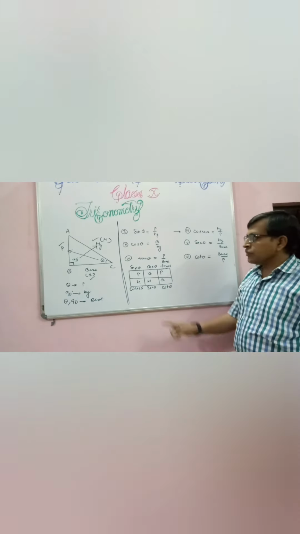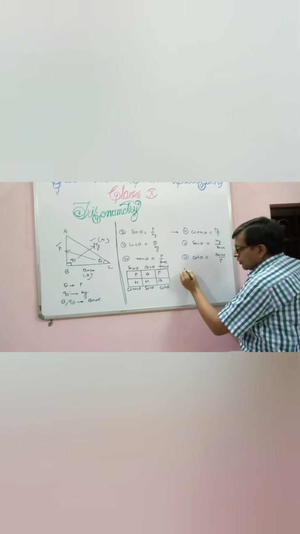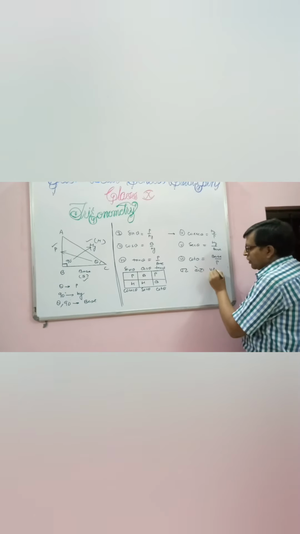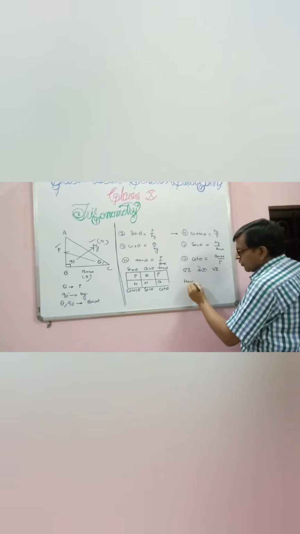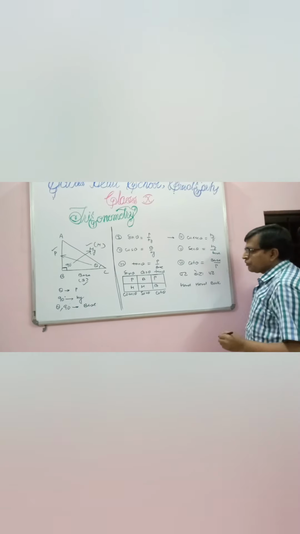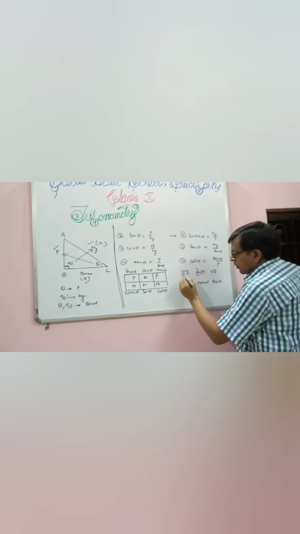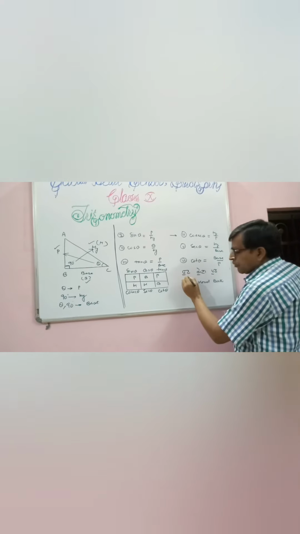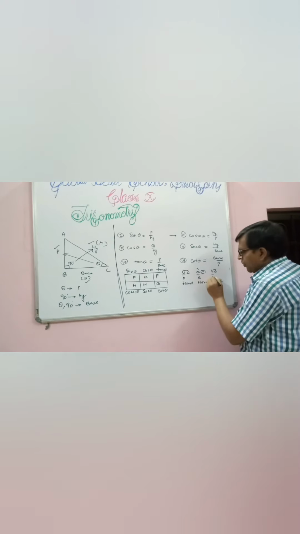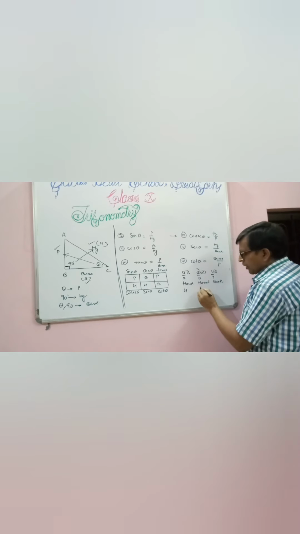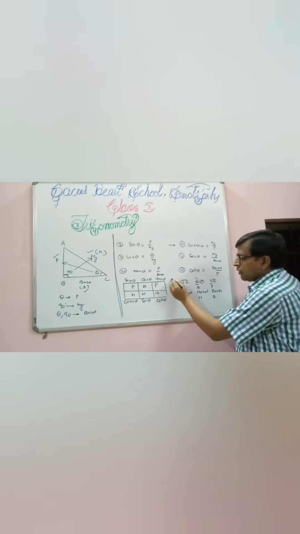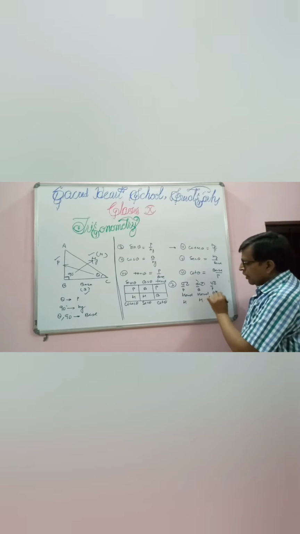PBP, HHB. The short form is: Pandit Badri Prasad, Har Har Bole. The first letters are P, B, P, H, H, B. Now we have the short form.